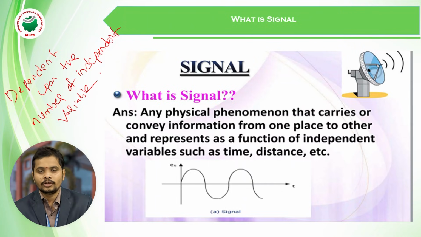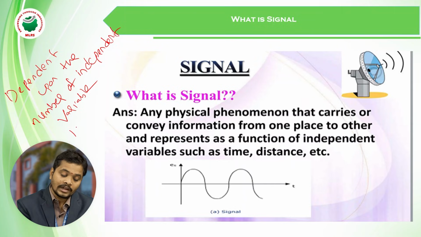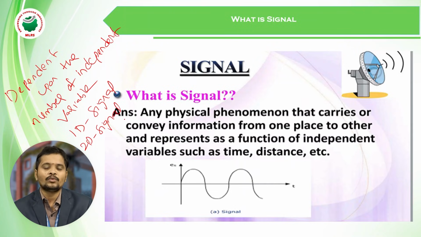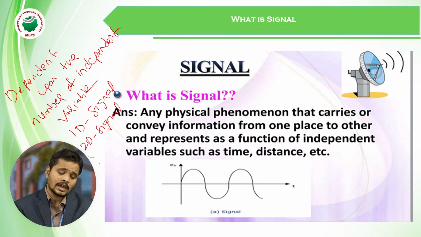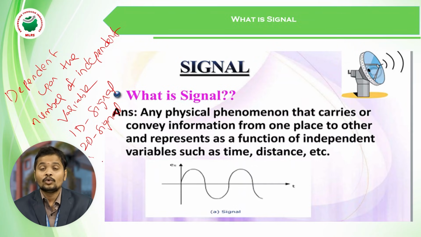Signals are classified into different types, that is one-dimensional signal and two-dimensional signal. And what is a one-dimensional signal and what is a two-dimensional signal? Up to so on, you can have any number of types of signals. What is meant by 1D and 2D and 3D etc.?